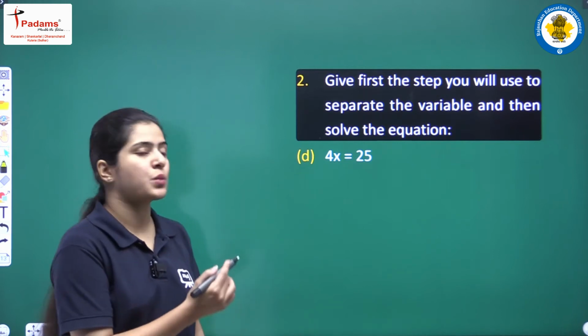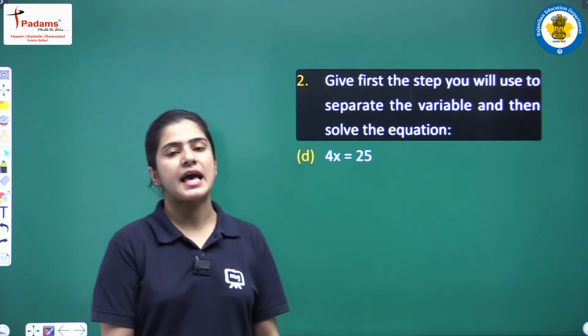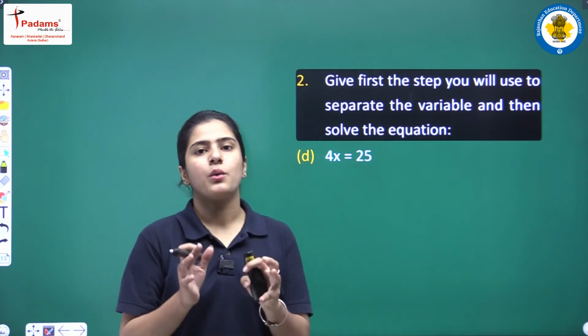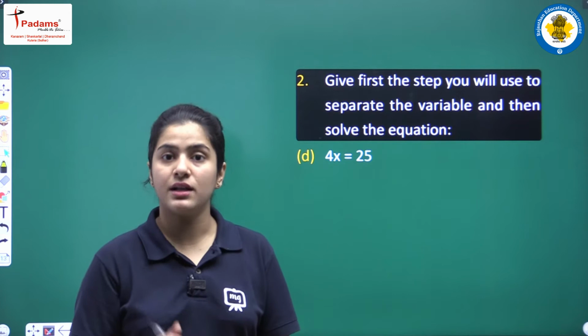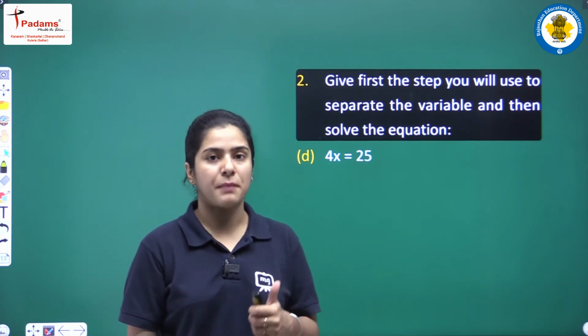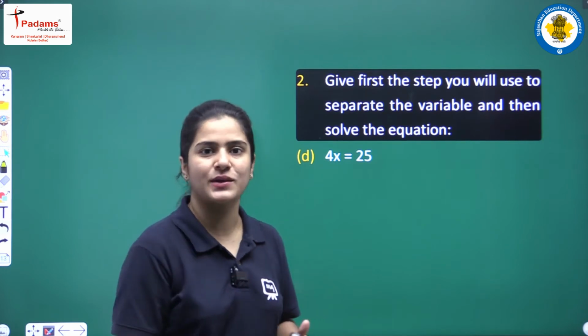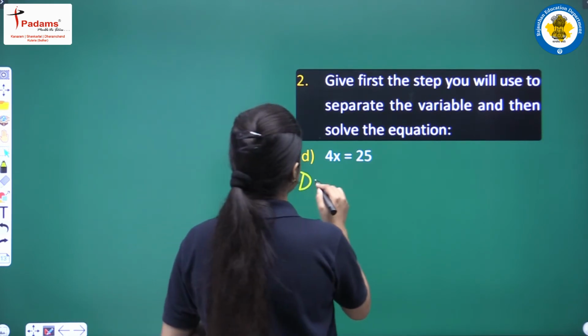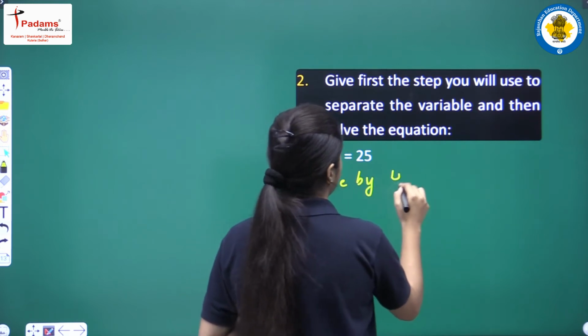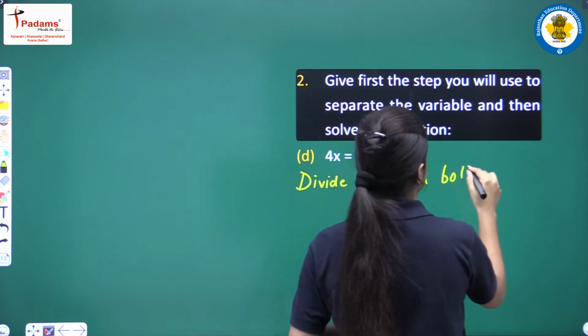4x is equals to 25. Now students, have a look. 4 is in multiplication with the variable. So if we have to separate the variable, firstly what we need to do? We need to perform the opposite operation by the same number on both the sides. Okay, so we'll divide by 4 on both sides.